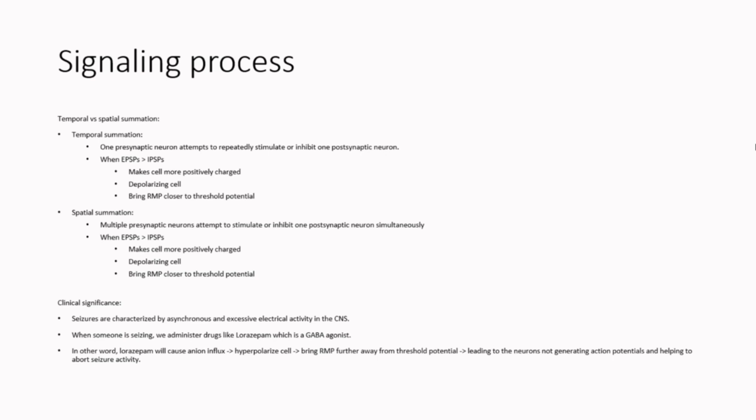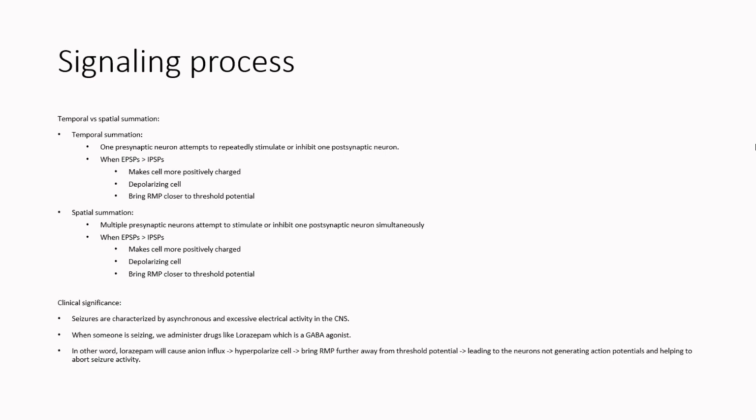And we can do that by two types of ways: temporal summation or spatial summation. Temporal summation is basically one presynaptic neuron attempting repeatedly to stimulate, or it can also inhibit, one postsynaptic neuron. See it as nagging. So temporal summation is a presynaptic neuron nagging on the postsynaptic neuron. And when the EPSP is greater than IPSP, this will depolarize the cell, and we can initiate and conduct an action potential.